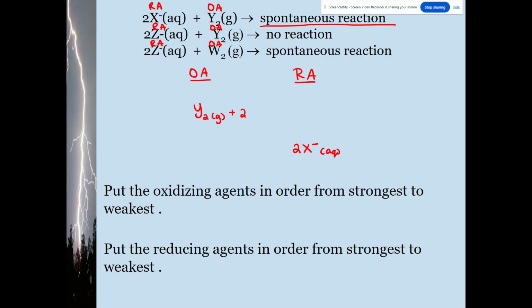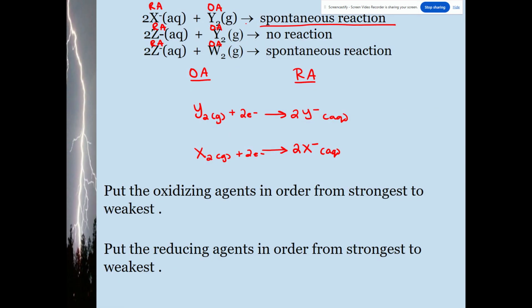The Y2 would gain 2 electrons to make 2 Y ions. And the X2 would have gained 2 electrons to make the 2 X ions. Okay? These are like the halogens, diatomic, fictional elements.